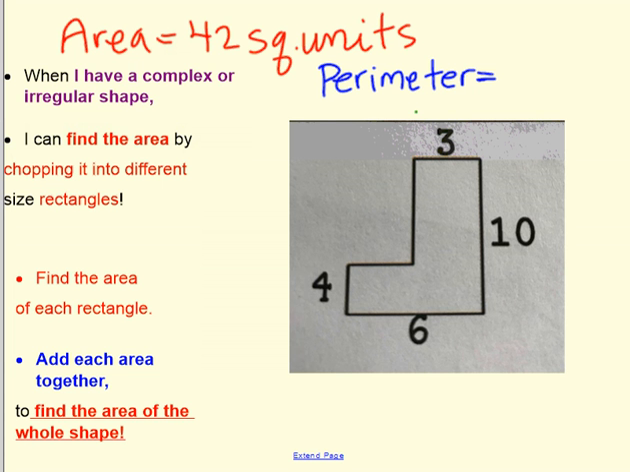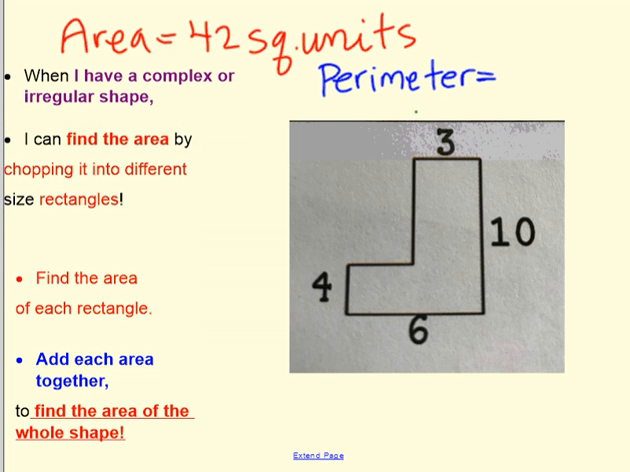After the third graders have had plenty of practice finding the area of more complex shapes by breaking it up into its rectangles, finding the area of the smaller rectangles, and then adding the areas together, they learn how to find the same shape's perimeter. That's a lot of work, and it can be very challenging for third graders. We found the area in another video, and the area of the shape is 42 square units. But now we're going to find the perimeter.